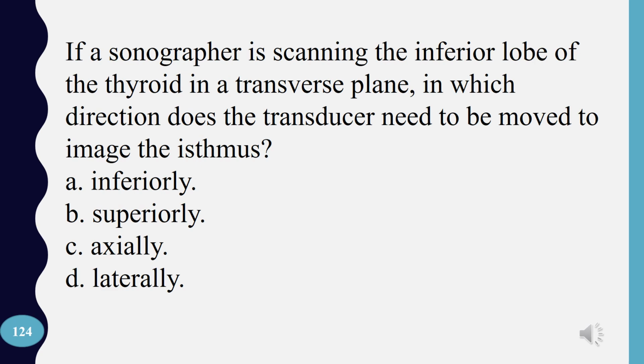If a sonographer is scanning the inferior lobe of the thyroid in a transverse plane, in which direction does the transducer need to be moved to image the isthmus? A. Inferiorly. B. Superiorly. C. Axially. D. Laterally. The answer is B. Superiorly.